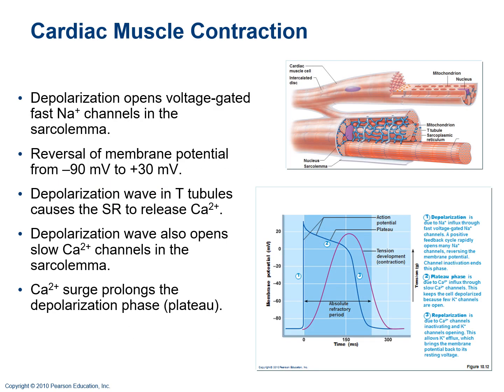So depolarization of cardiac muscle opens voltage-gated, what we call fast sodium channels in the sarcolemma. The sarcolemma, again, is just the name for the muscle cell membrane. This entrance of positively charged sodium causes a reversal of membrane potential, so the voltage inside the cell goes from a resting membrane potential of minus 90 millivolts to positive 30. We see a depolarization wave sweep down from the surface of the sarcolemma into those T tubules, which then causes the sarcoplasmic reticulum to release calcium.